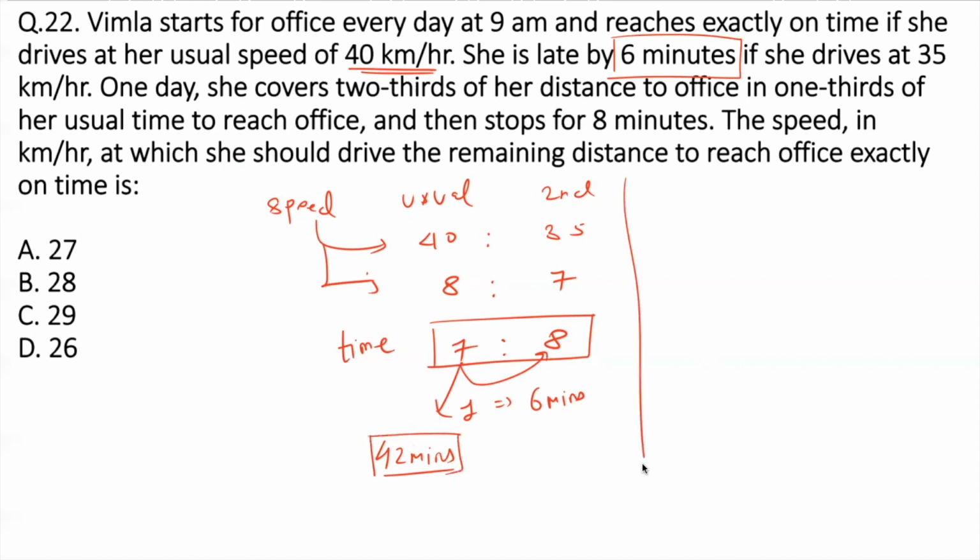Okay, now let's look at the question asked. One day, she covers two-thirds of her distance to office in one-third of her usual time to reach the office and then stops for 8 minutes.